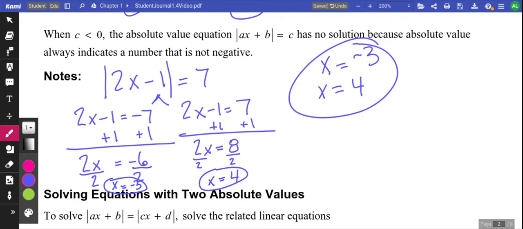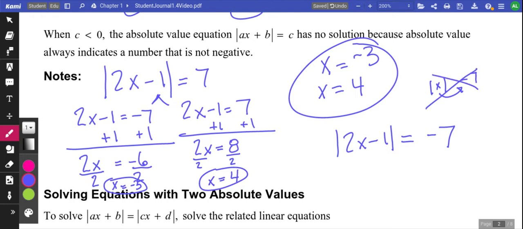All right, and I want to show you one other thing on this example. I've got 2x minus 1. I'm going to do a really similar problem. What if I had something like this? Absolute value of 2x minus 1 is equal to negative 7. Well, that doesn't quite work, right? I'm never going to have a value inside my absolute value that could equal negative 7. Absolute value never turns into a negative number.